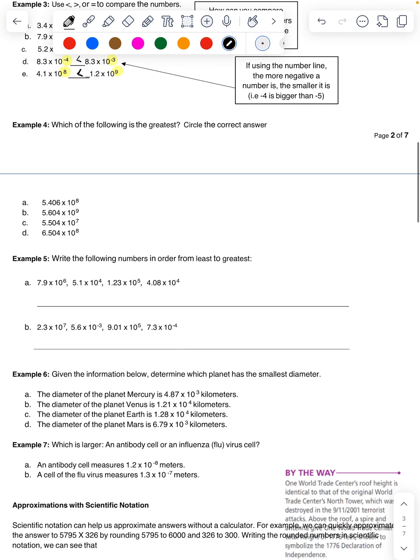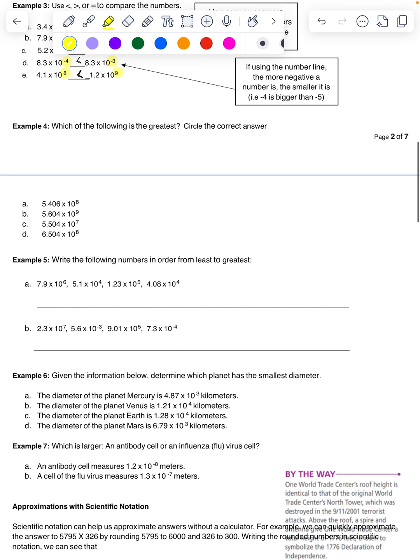Example 4, which of the following is the greatest? So the greatest one is going to be the one with the largest exponent. So it would be letter B, 5.604 times 10 to the 9th, since that one would have the greatest number of zeros after.